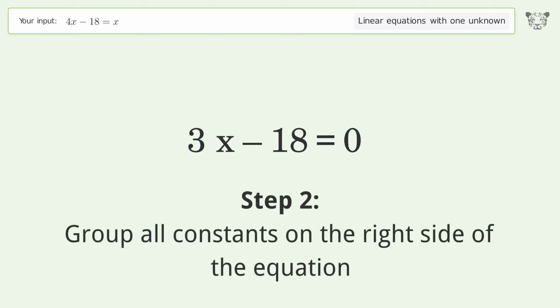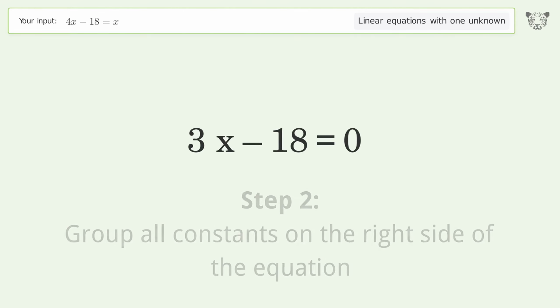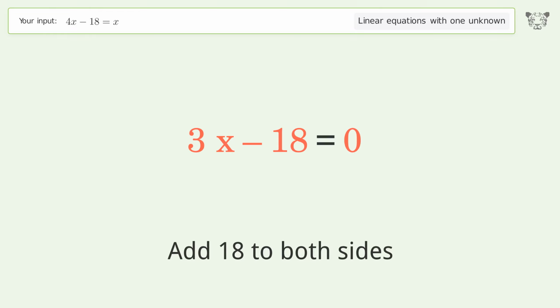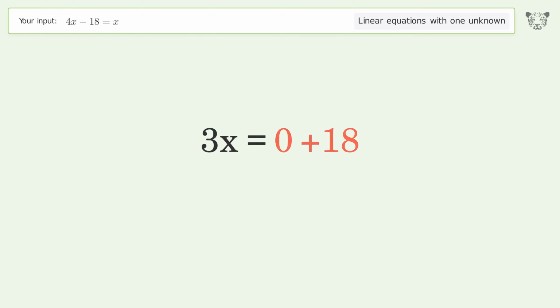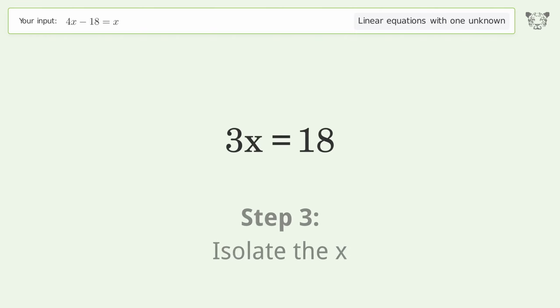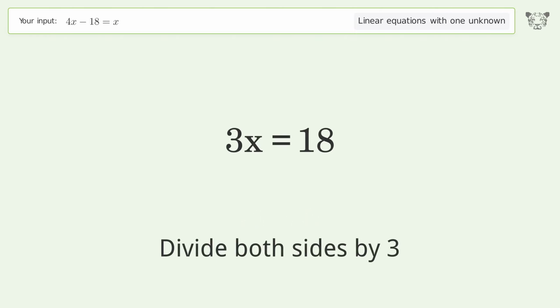Group all constants on the right side of the equation. Add 18 to both sides. Simplify the arithmetic. Isolate the x. Divide both sides by 3.